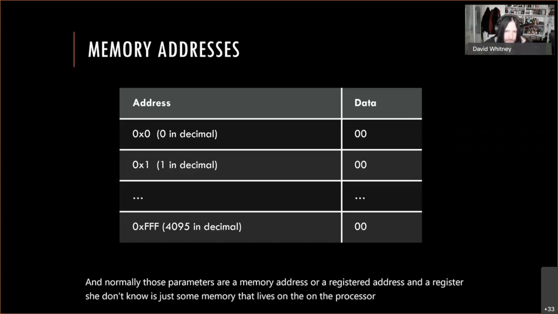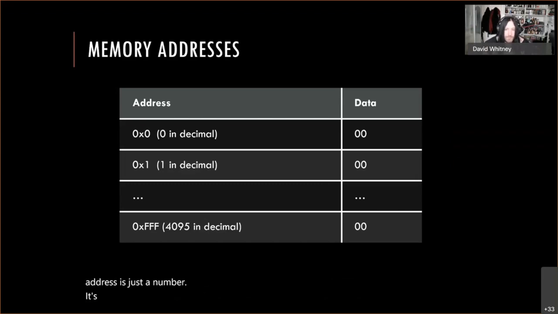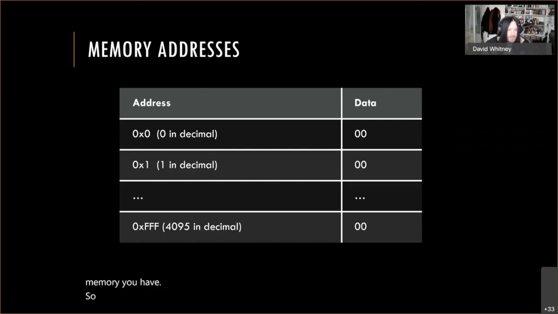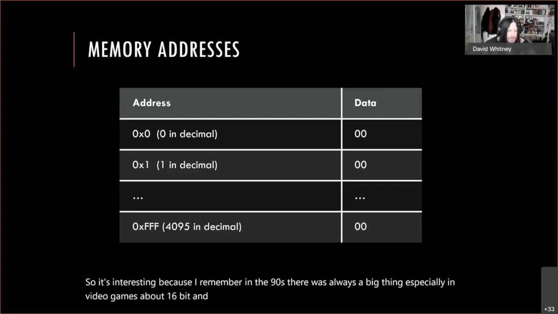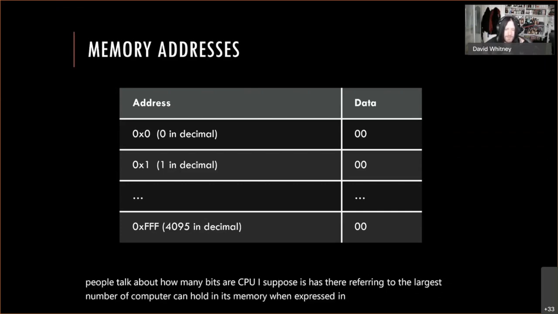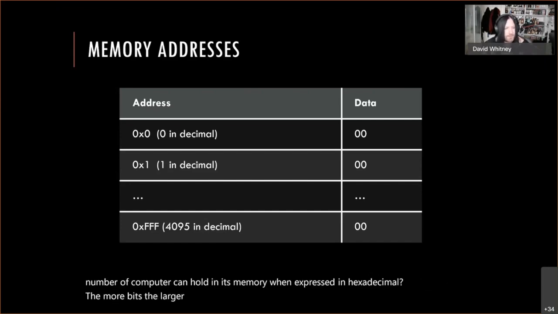So a memory address is just a number. It's normally expressed in hexadecimal, but they're just numbers, really, and they start at 0 and they count up to however much memory you have. It's interesting because I remember in the 90s there was always a big thing, especially in video games, about 16-bit and 32-bit, and this bitness got used as marketing terms. So when people talk about how many bits a CPU has, they're referring to the largest number a computer can hold in its memory when expressed in hexadecimal. The more bits, the larger the total amount of memory a CPU can address.